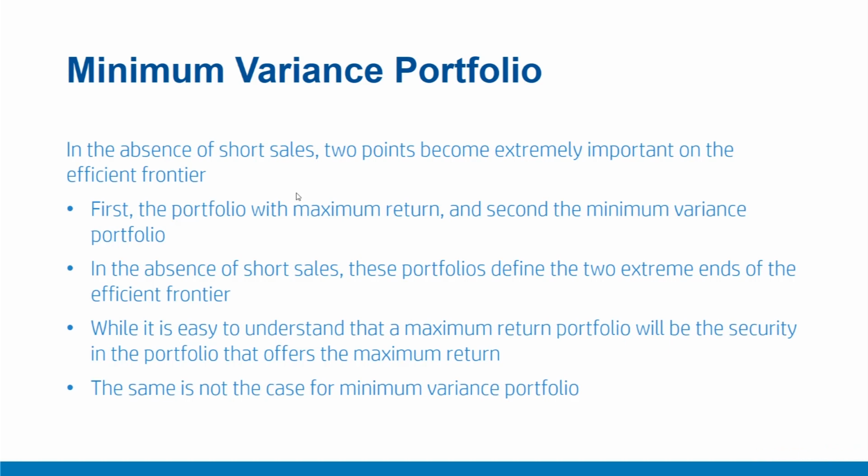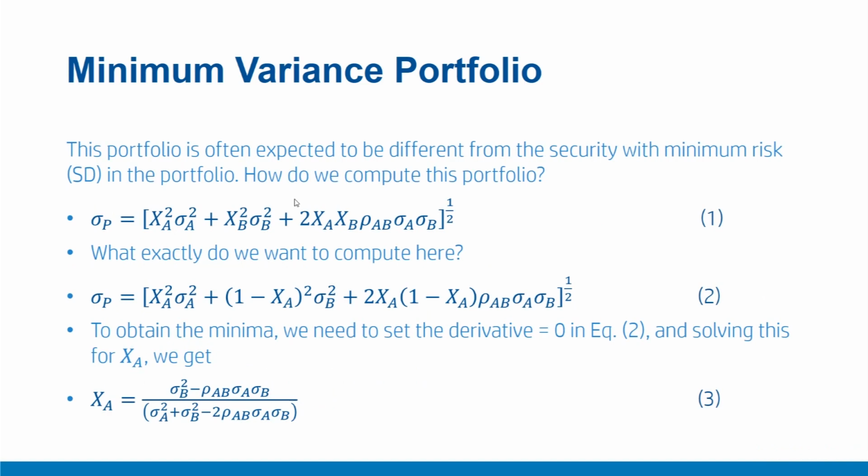While it is easy to understand that the maximum return portfolio will be the security in the portfolio that offers the maximum return, since the returns are simply the weighted average of returns, the same is not the case with the global minimum variance portfolio. This portfolio is often expected to be different from the security with minimum risk in the portfolio. How do we compute this portfolio?